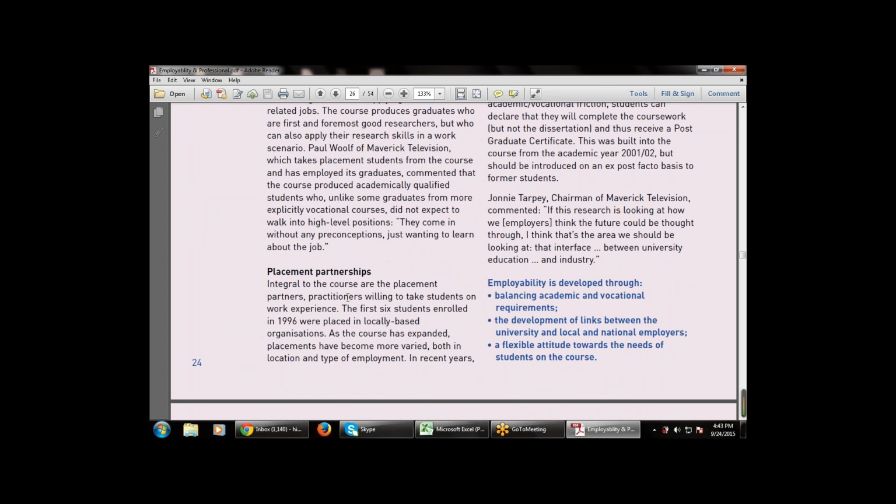Then the placement partnership: there will be a proper partnership of the university with various tie-up companies for media-related jobs. That is one example of a university whose media-related jobs are linked with the concepts of the related arguments.